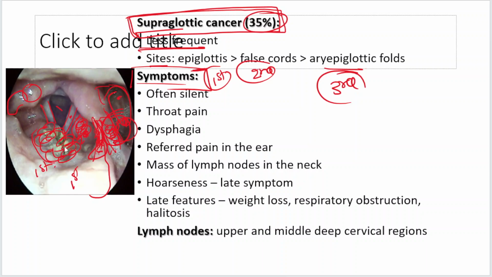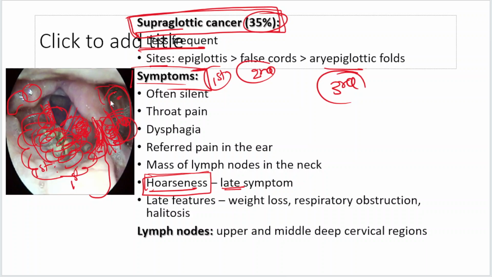So for supraglottic carcinoma to produce a symptom, the growth has to be large enough. It has to start affecting the vocal cords, the glottic area. Then the patient is going to have hoarseness of voice. So if a patient with supraglottic carcinoma is having hoarseness of voice, it has become so big that it has gone onto the vocal cords and is causing hoarseness. So it's a late symptom.